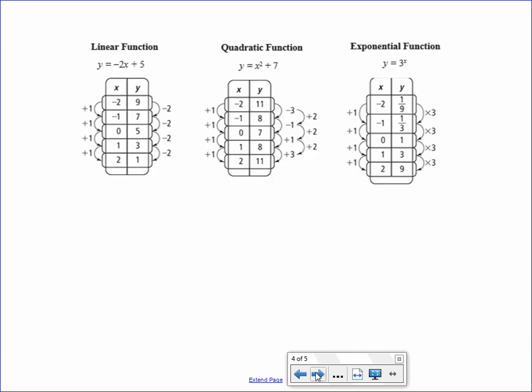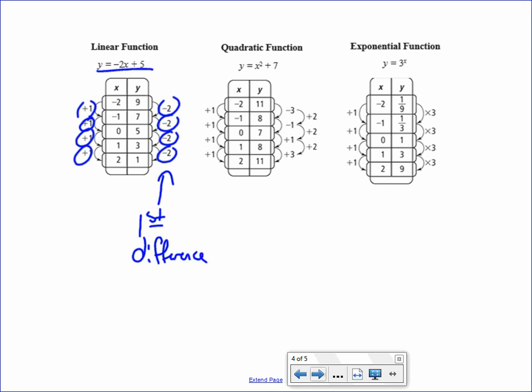Okay, so what happens if we're looking at a table? Well, here's what's going to happen. If we're looking at a linear function, here's our function, and this is the table of values that would have been generated from it. We can see that our x's over here are all increasing by 1, and then our y's are all decreasing by 2. That's for a linear. So we say our first difference is constant. Our first difference is constant on linear.